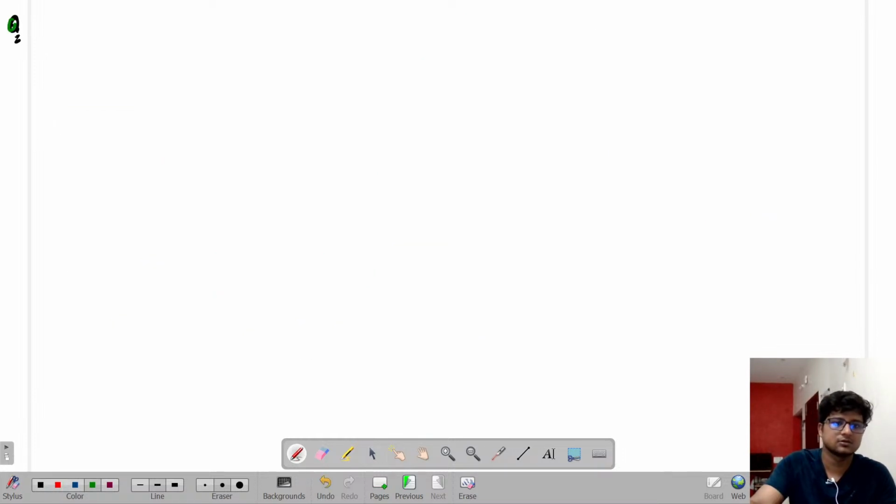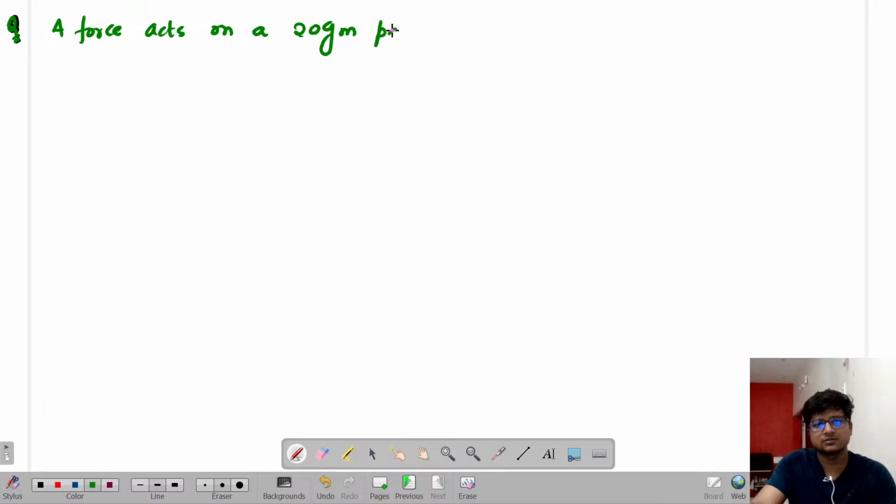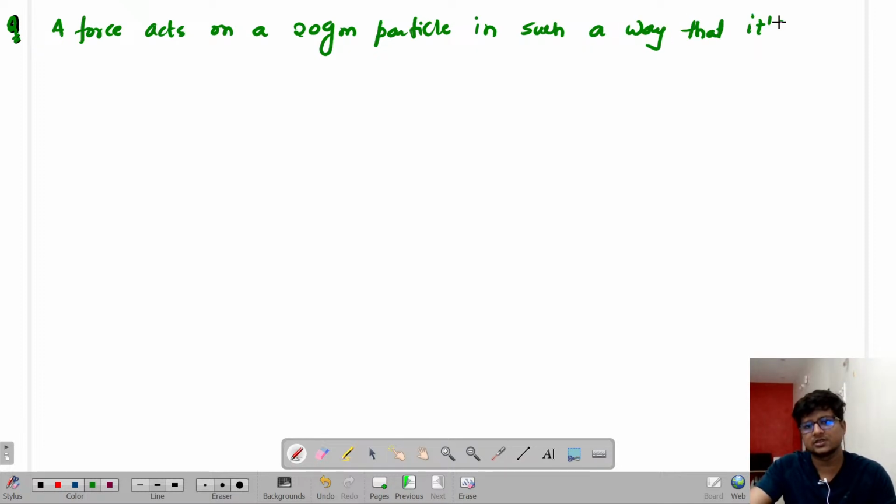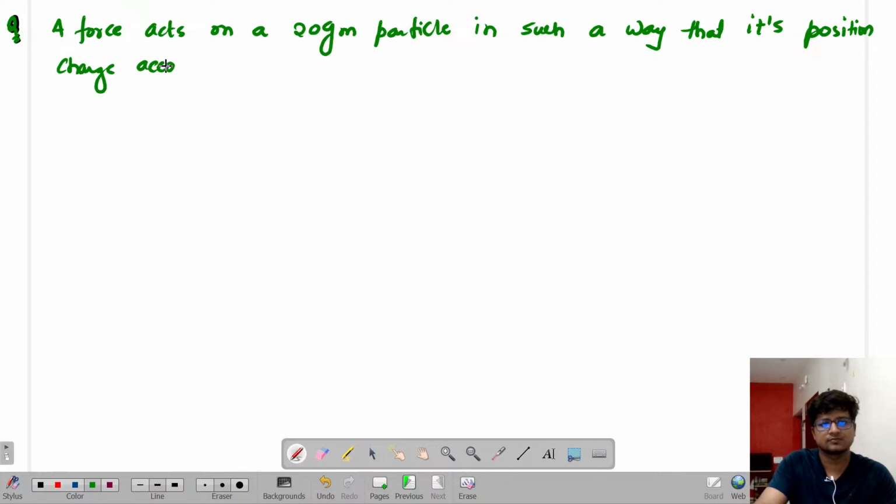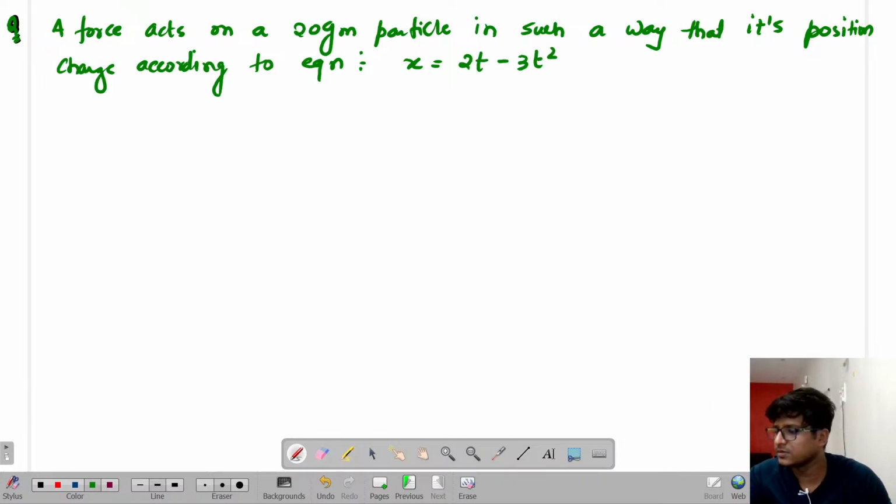Question is saying, it says that a force acts on a 20-gram particle in such a way that its position changes according to the equation x is equal to 2t minus 3t square plus 2t cube.